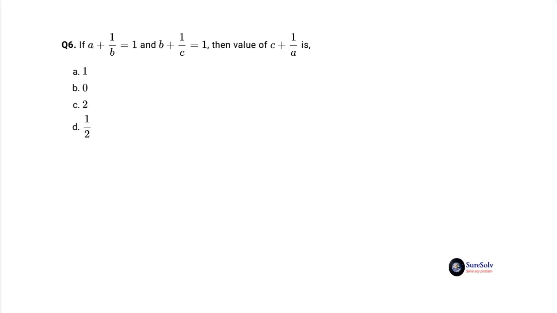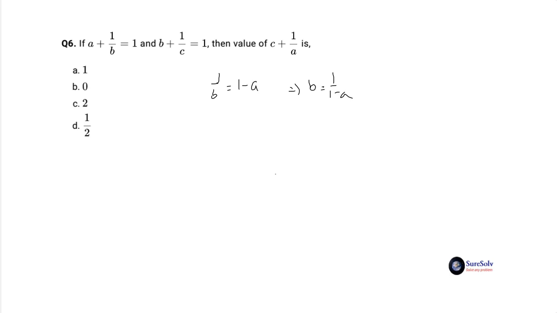Question 6 is, if a plus 1 by b equal to 1 and b plus 1 by c equal to 1, then value of c plus 1 by a is option A 1, option B 0, option C 2 and option D 1 by 2. This is a problem of variable elimination. First, get the value of b in terms of a from the first equation, 1 by b equal to 1 minus a, or b equal to 1 by 1 minus a.